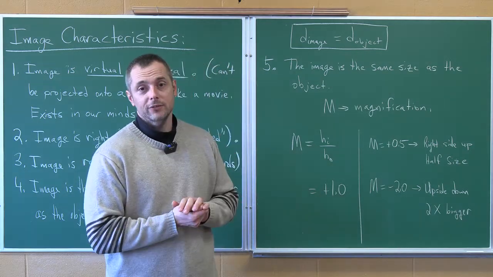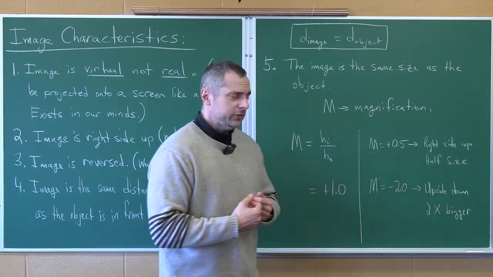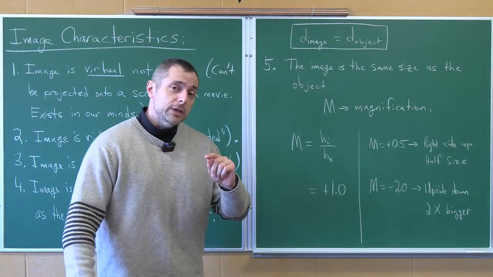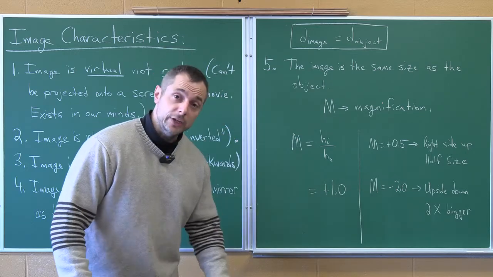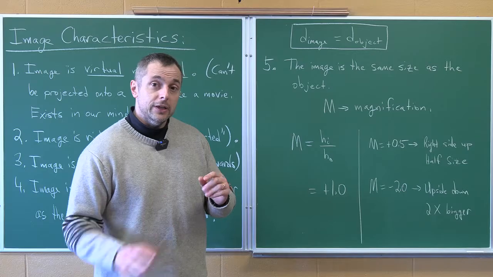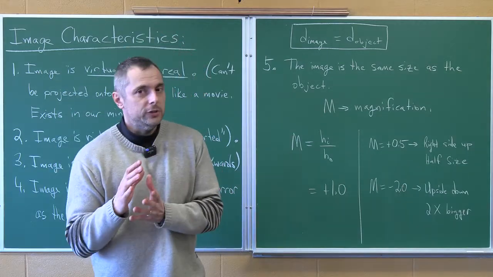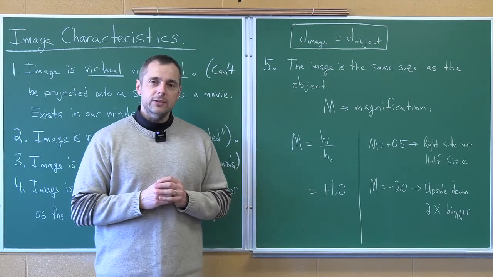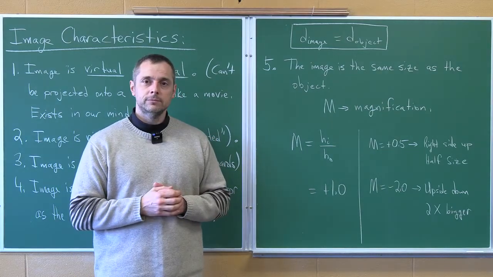0.1, it would be 10% of the original. So kind of makes sense. Now, if you had a magnification of -2, the negative would be expressing that the image is actually upside down, and the 2 expressing the image is twice as big as the original object. So I'll create a pause. Go ahead and write these facts down.